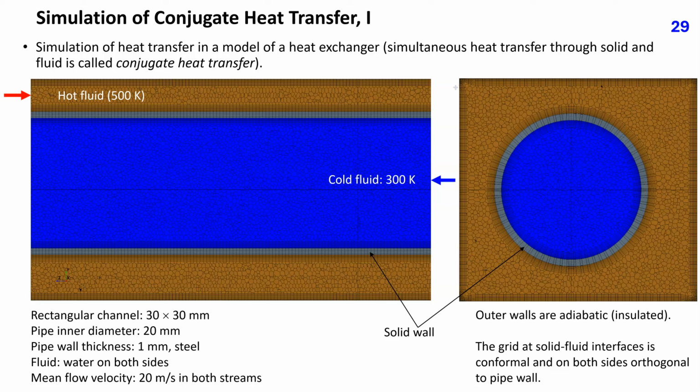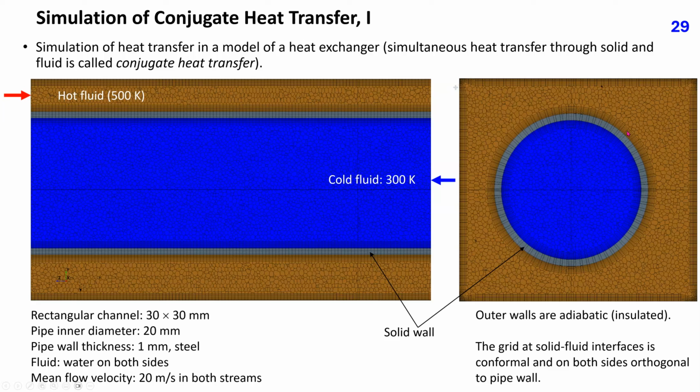The last example is the simulation of heat transfer in a model of a heat exchanger involving 2 fluid streams and a separating wall between them. Simultaneous heat transfer through solid and fluid is called conjugate heat transfer. These plots show the computational grid in one longitudinal and one cross-section through the solution domain.